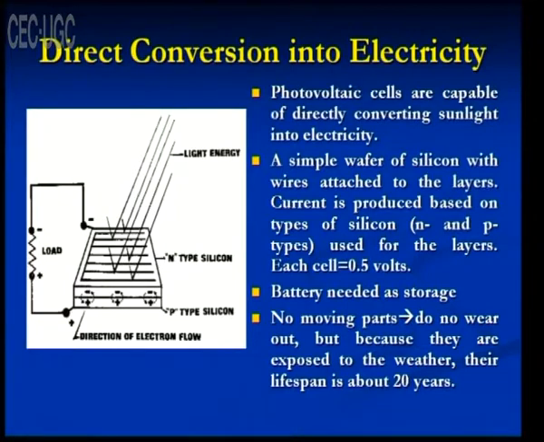A battery is always needed in order to store your energy, and there are no moving parts as far as this photovoltaic cell is concerned. Hence, there is no wear out, but because they are exposed to the weather, their lifespan can be lesser. For example, it can be about 20 years. Later, we have to think whether we have to change the solar cells, panels and arrays in order to gain back the actual performance of the photovoltaic cell.